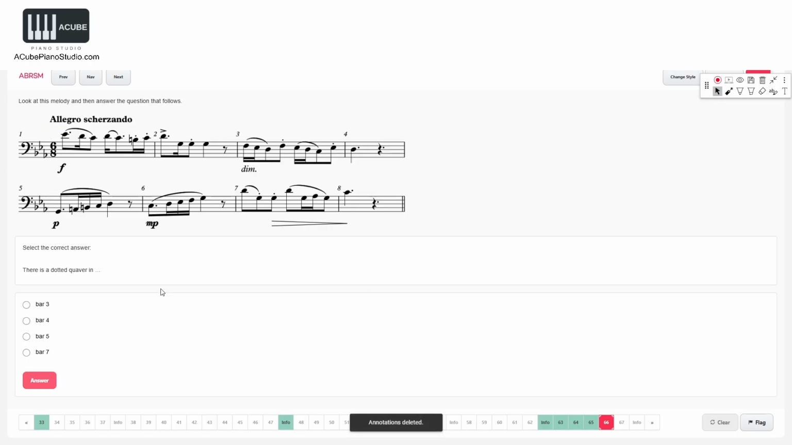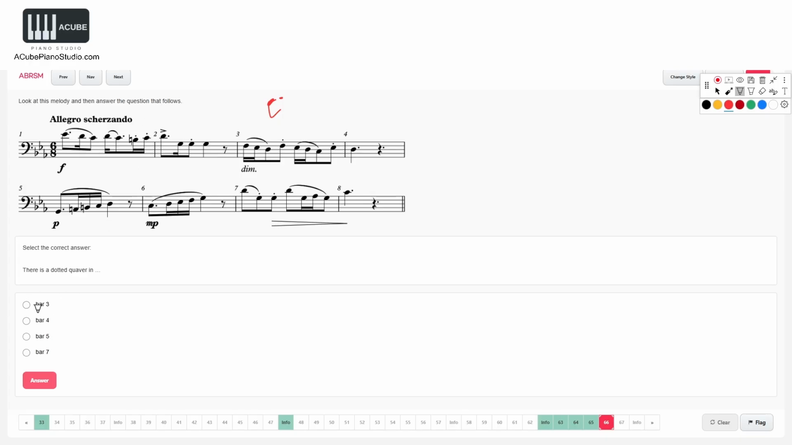Okay, let's take a look at this. Select the correct answer. There is a dotted quaver in... So a dotted quaver is like this, right? But it could be beamed together, so it will be here. I see a lot of dotted quavers all around. There's one in bar 1, bar 2, and so on, but they are not part of the options.